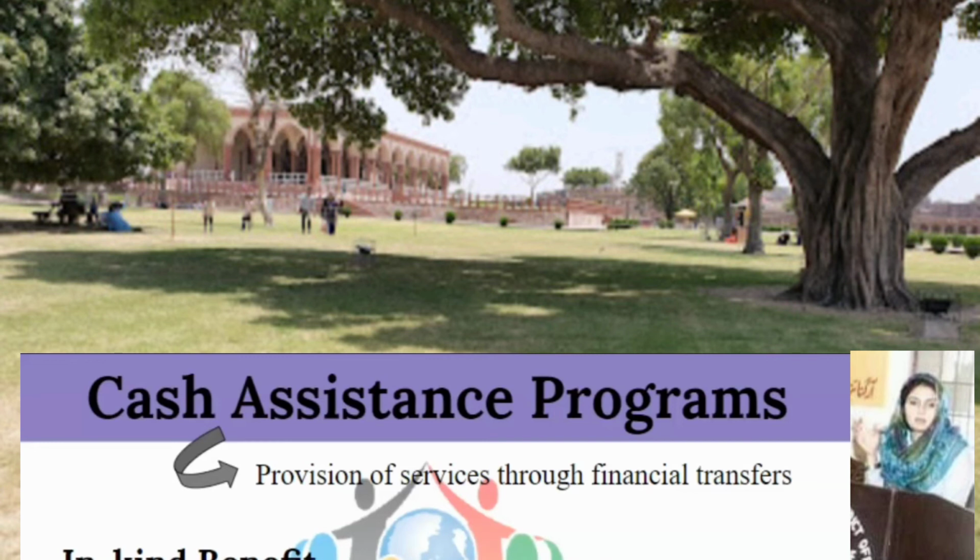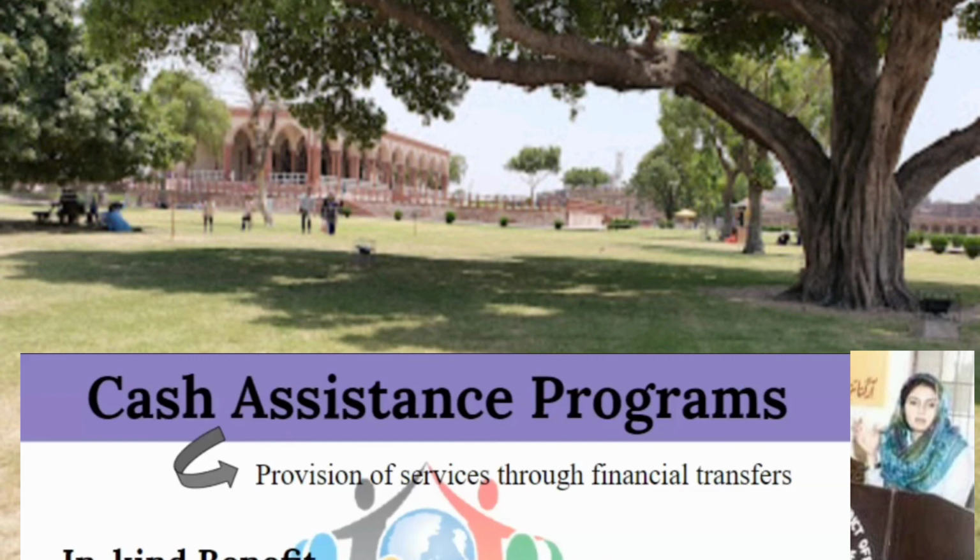Cash assistance programs consist of the transfer of money from the government to a person in need, and the level of financial need has been determined, and typically an individual would receive a monthly check. And then with cash assistance, the recipient determines how to spend that money.